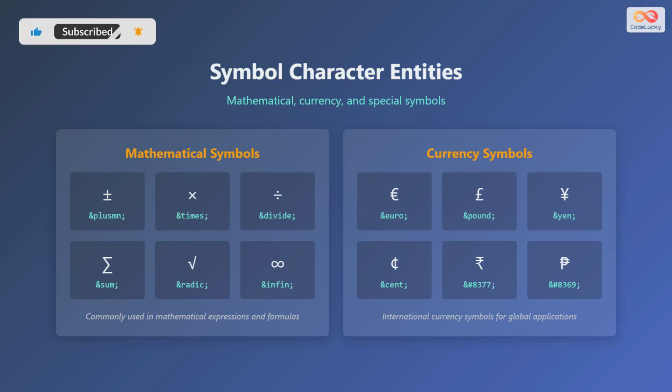For currency symbols, we have the euro, represented by &euro;, the pound sterling, represented by &pound;, the yen, represented by &yen;, the cent, represented by &cent;, the Indian rupee, represented by &#8377;, and the Philippine peso, represented by &#8369;. These are international currency symbols for global applications.